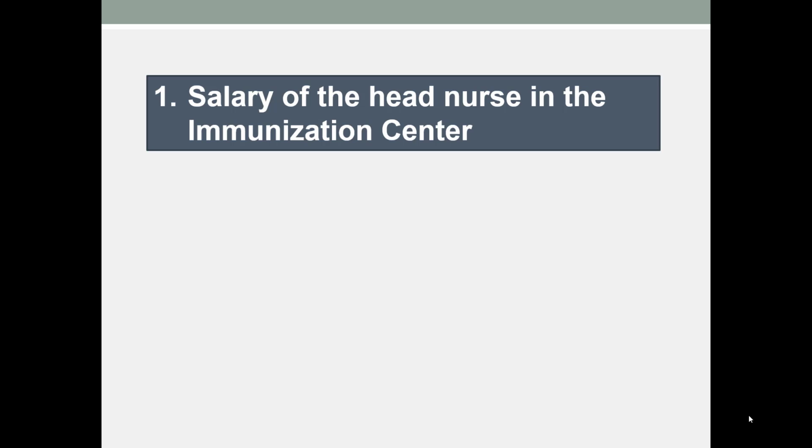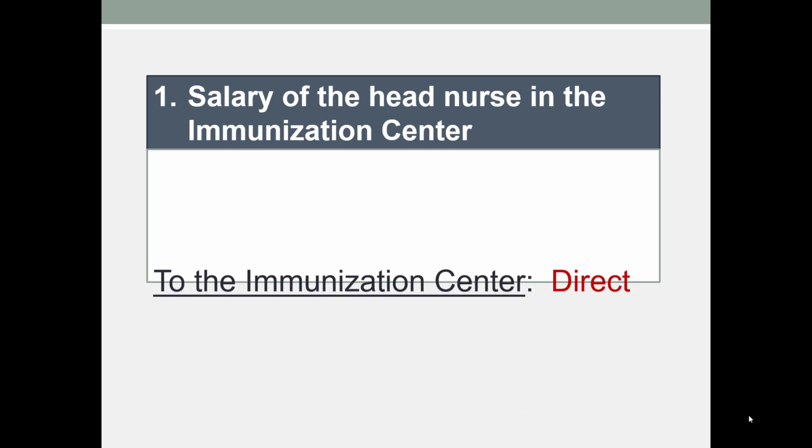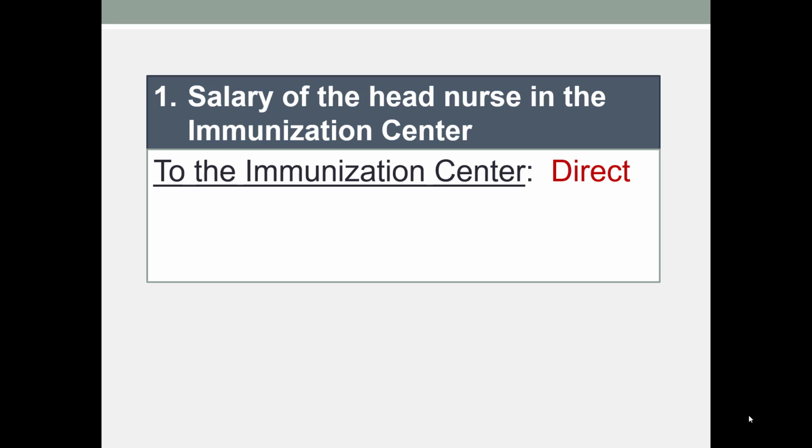The salary of the head nurse in the immunization center. Now, for the head nurse's salary, this person likely only works in the immunization center, and so when we identify whether it's direct or indirect to the immunization center, we would say it's likely direct. However, we probably could not trace that nurse's salary to each patient. Therefore, it would be indirect to the patient. So once again, notice that it does matter what the cost object is when you're classifying a cost as either direct or indirect.